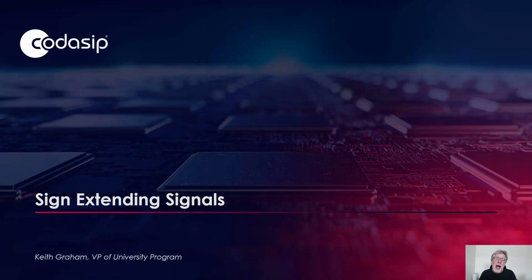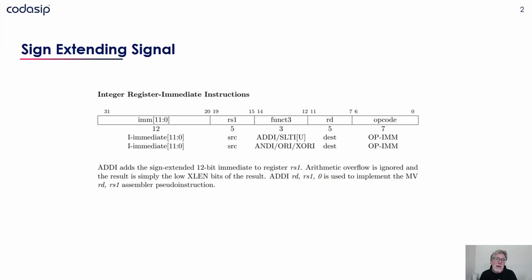Today I'd like to show you how to extend a smaller value, a number of bits, to match the operand value that you might require in your ALU. For example, if I have an immediate value, for example, from the immediate I type, it's a 12-bit value here. We can see that the immediate is 12 bits, and that it is signed.